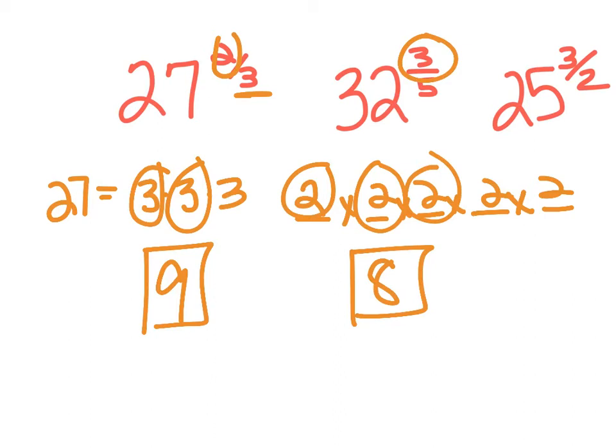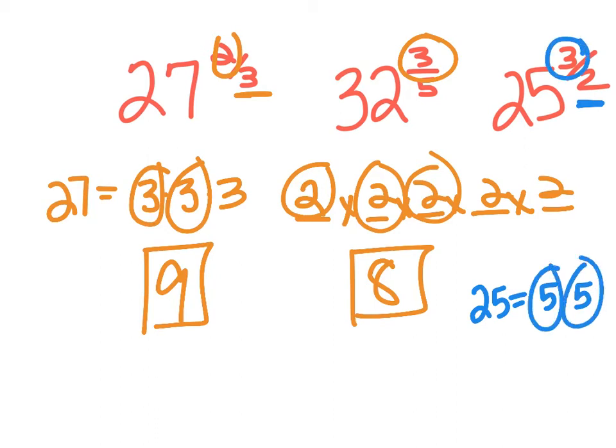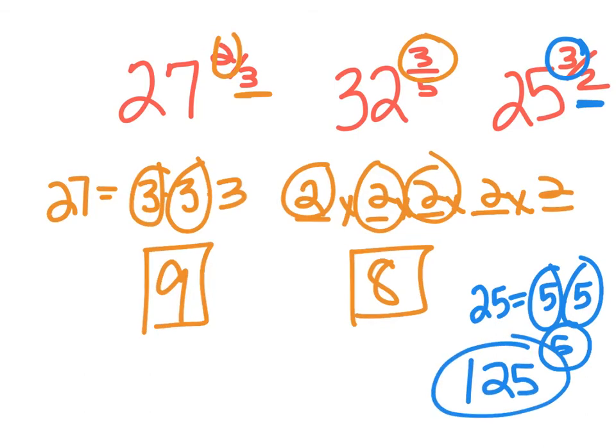Okay, and then the last one I'm going to do in blue down below. 25 to the 3/2. So basically, if I take 25 and I do 2 repeated factors, that would be 5 times 5. It says I need 3 of those, so I need that, and I need 1 more of them. So 5 times 5 times 5 is actually 125 for that third answer. So hopefully that is making a little bit of sense how that works.